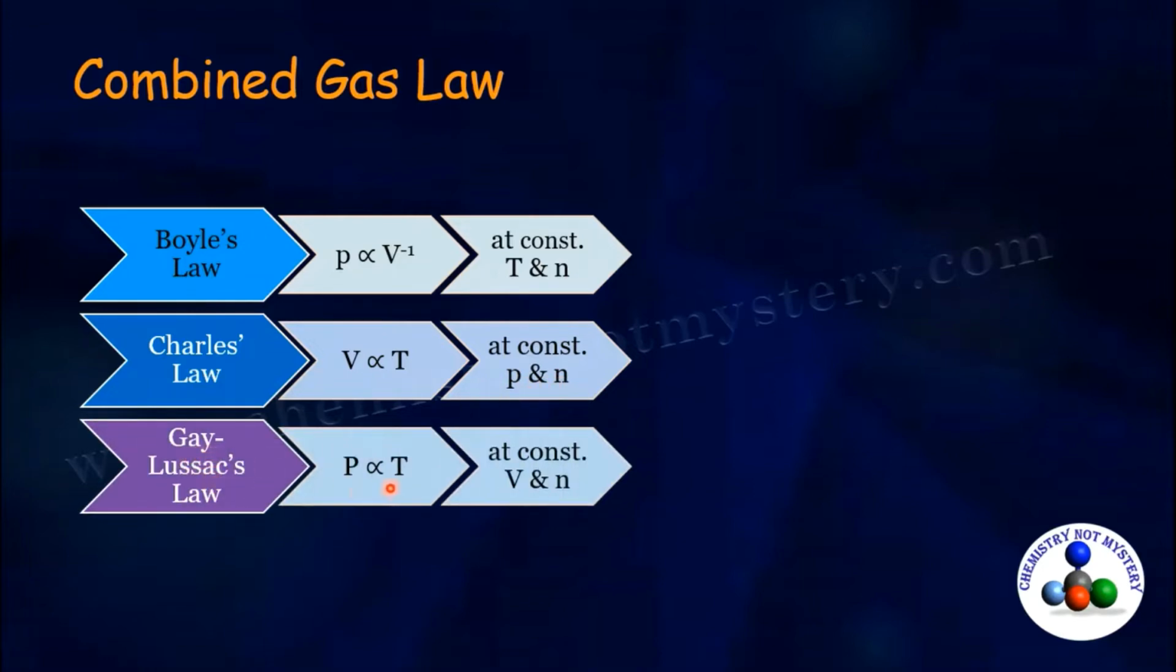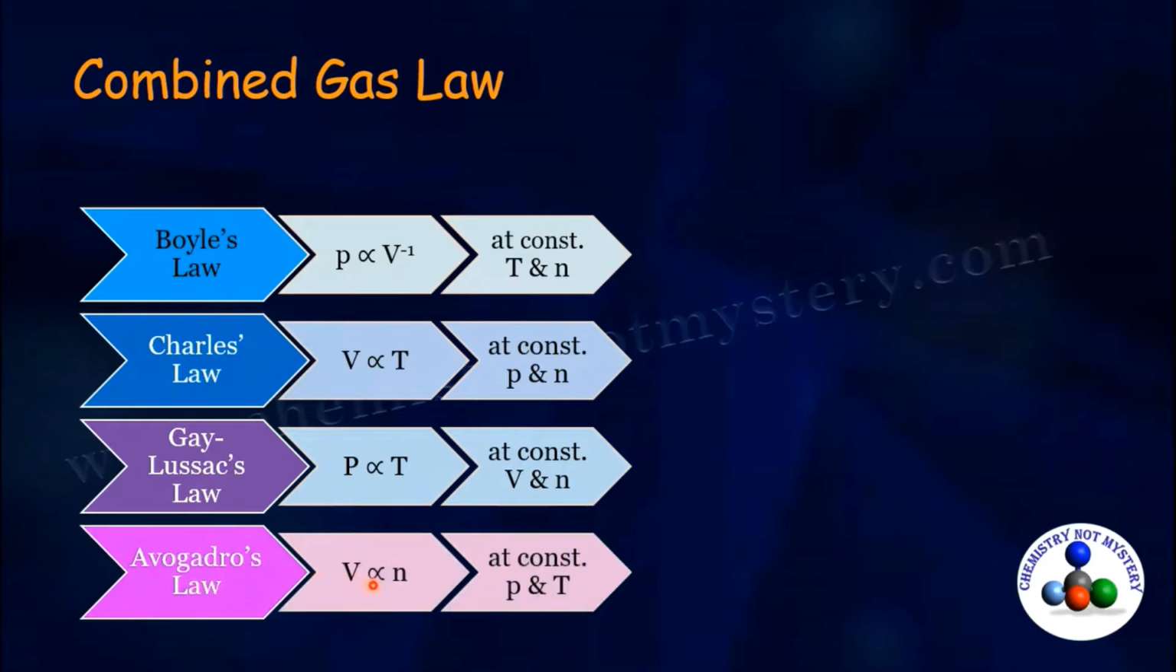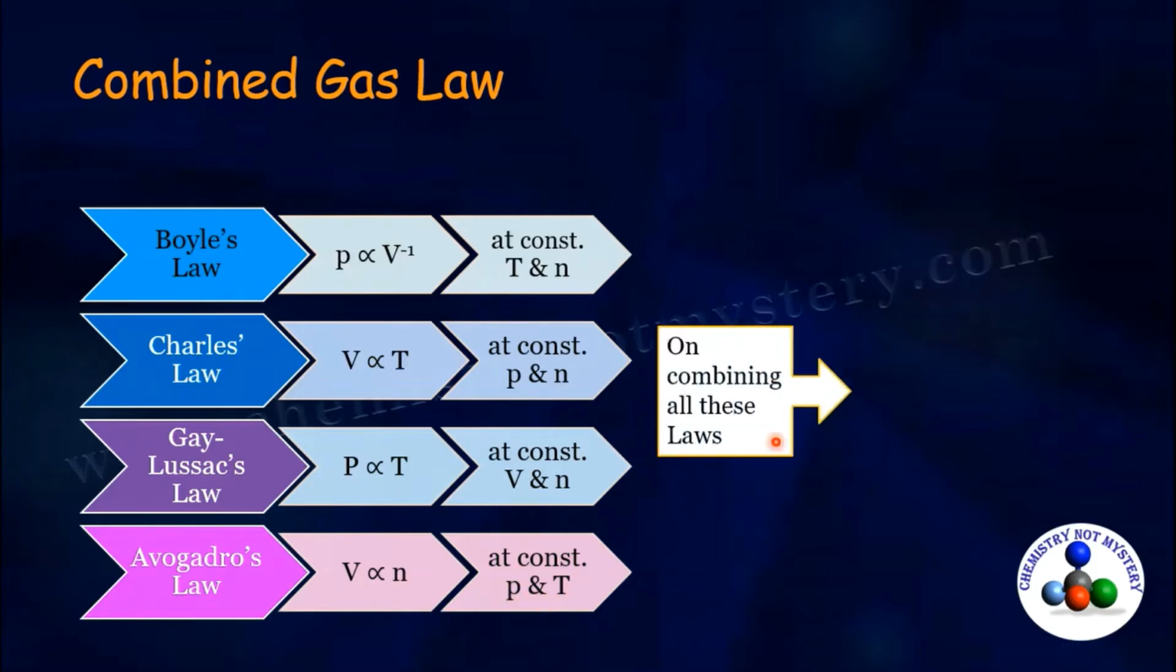According to Gay-Lussac's law, pressure is directly proportional to temperature at constant volume and for a fixed number of moles of a gas. According to Avogadro's law, volume is directly proportional to the number of moles of a gas at constant temperature and pressure. When you combine all these four gas laws, you get the combined gas law. According to that, PV is directly proportional to nT.